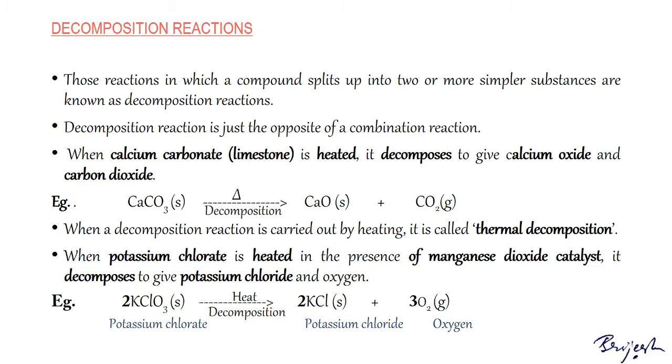Second example: when potassium chlorate is heated in the presence of manganese dioxide catalyst, it decomposes to give potassium chloride and oxygen. But this decomposition takes place in the presence of heat and catalyst. So in this decomposition reaction, a single compound, potassium chlorate, is splitting up into two simpler substances, potassium chloride and oxygen. So this decomposition reaction is used for preparing oxygen gas in the laboratory.